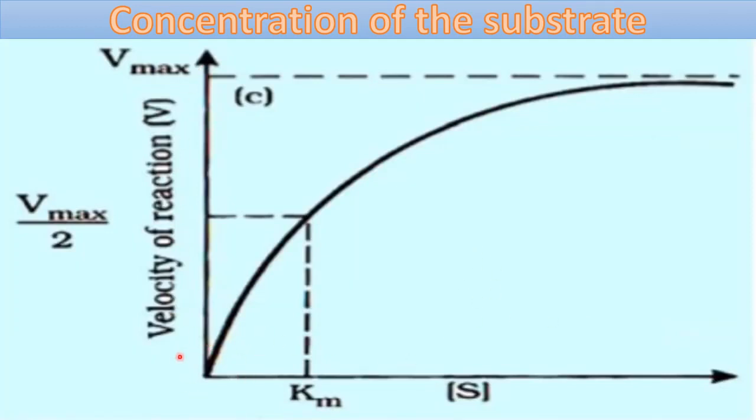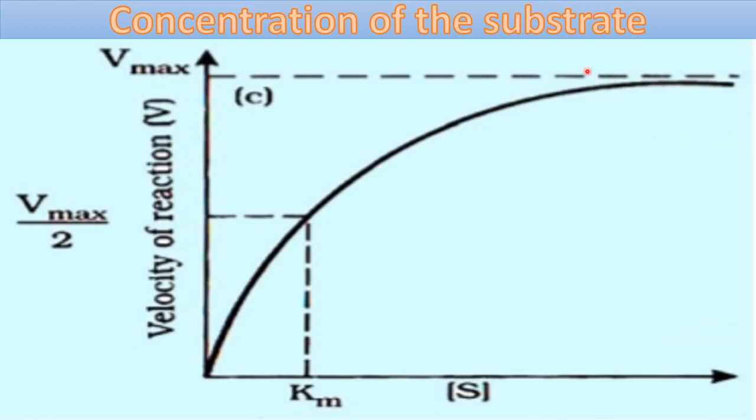Here on this side, this is velocity of reaction, which is represented by capital V, and this is substrate concentration represented by capital S, right? Now this is a graph. When we are increasing the substrate concentration, rate of reaction, means velocity of reaction, is increasing, right? If we are increasing the substrate concentration, velocity of reaction is increasing up to this point. After this point, if we further increase the substrate, there will be no effect on the velocity of reaction.